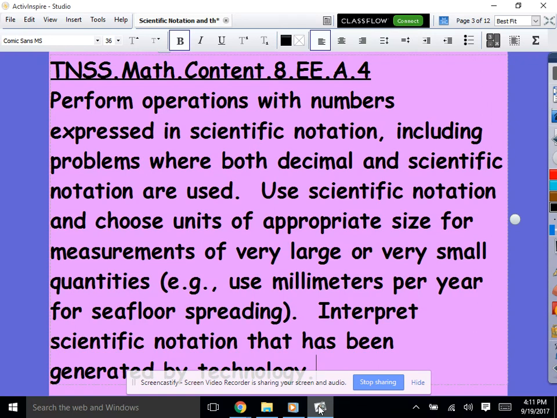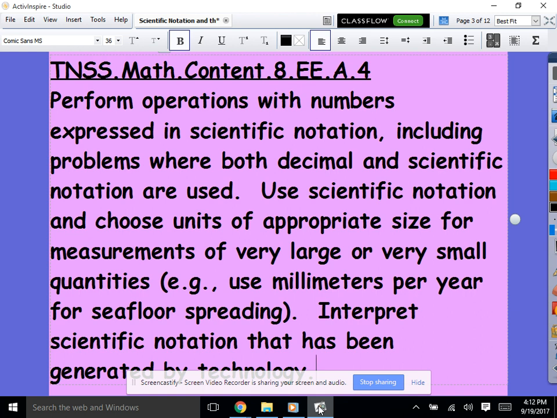Our Tennessee state standard for today is to perform operations with numbers expressed in scientific notation, including problems where both decimal and scientific notation are used. Use scientific notation and choose units of appropriate size for measurements of very large or very small quantities. For example, use millimeters per year for seafloor spreading. Interpret scientific notation that has been generated by technology, and that's where our focus is today.